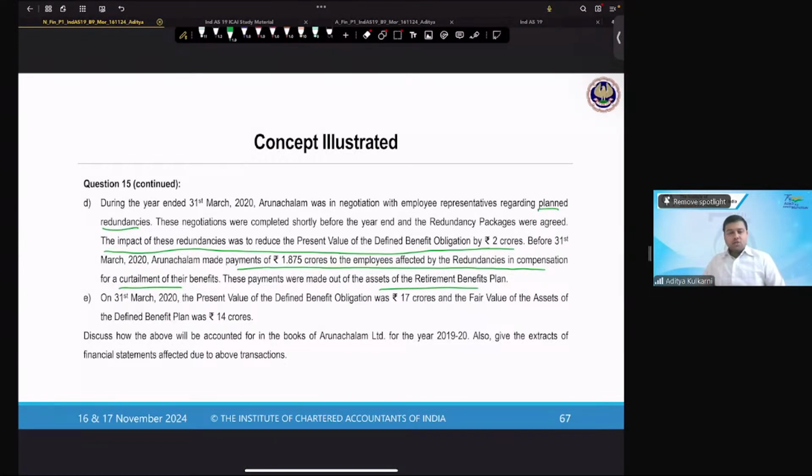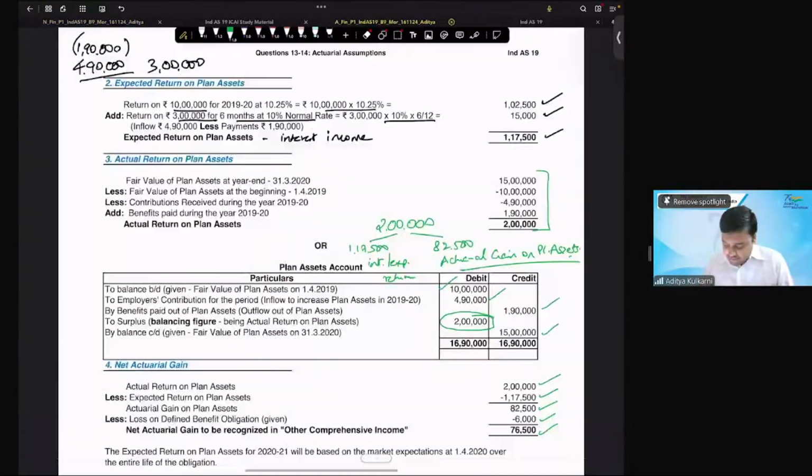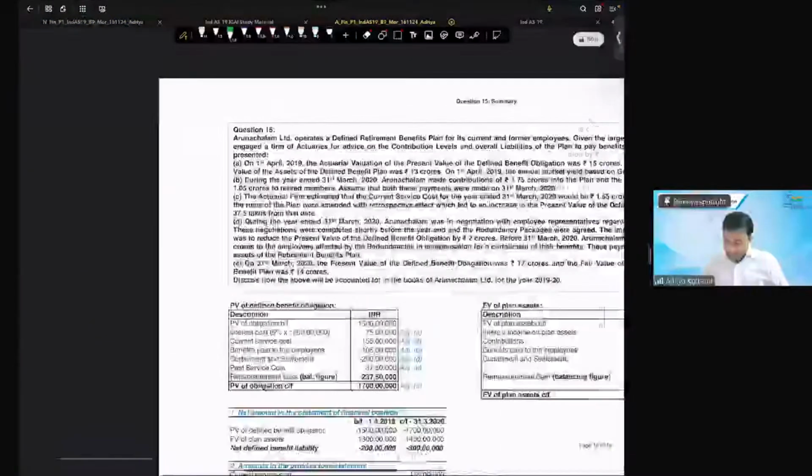On 31st March 2020, the present value of the DBO was 17 crores. This is the closing balance. And the fair value of the assets was 14 crores. How will these items be accounted in the books of Arunachalam Limited, and also give extracts of financial statements due to the above transactions? Okay, fine. So with that, let us start. Yes, question is clear. No doubts on the question.